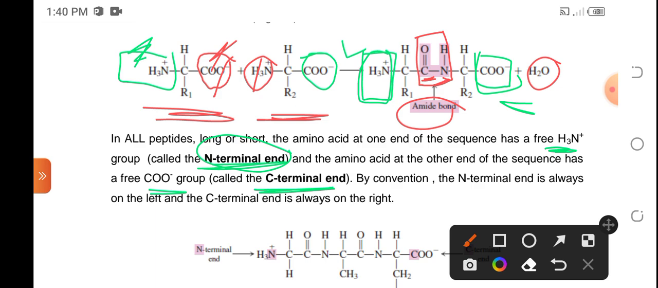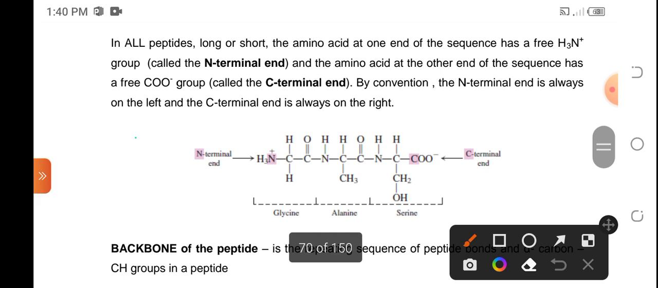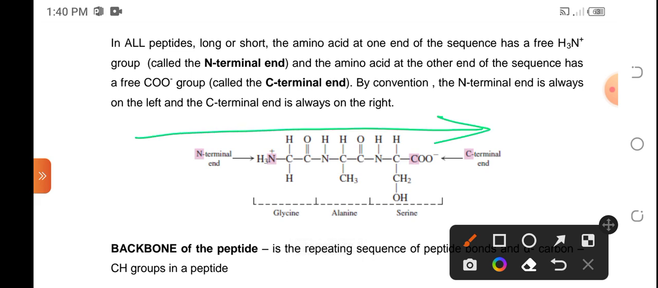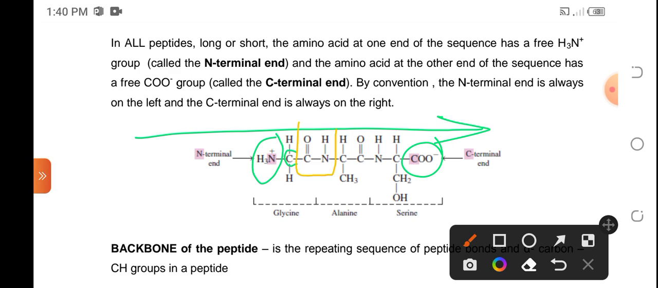Okay, so again, ulitin natin, recap. It starts with the N-terminal and ends with the C-terminal. So, by convention, the N-terminal is always on the left and the C-terminal is always on the right. Para pag binasa natin, okay, from left to right. So this is the N-terminal and this is the C-terminal. Sige, kuha tayo ng isang. This is the amide linkage. And this is the amide linkage, also known as the amide bond or the peptide bond.